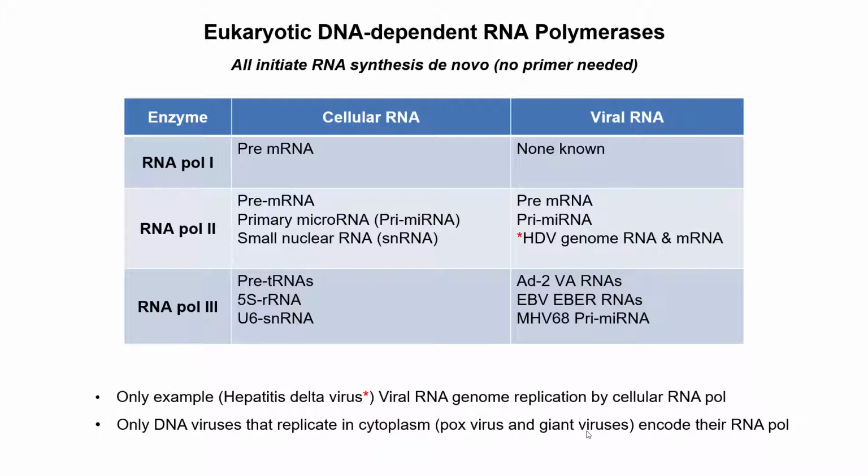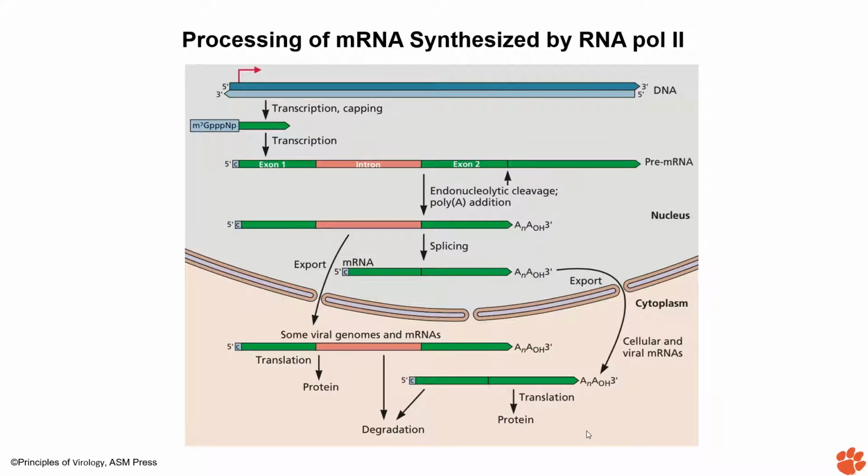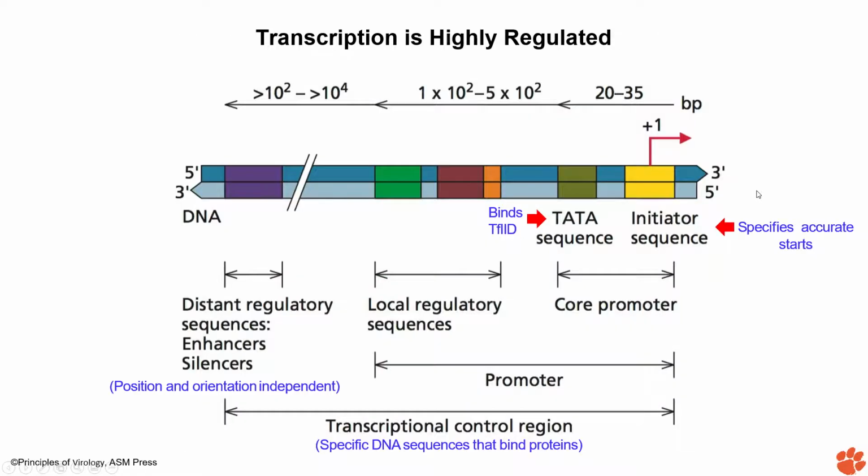No DNA virus replicates in the cytoplasm except that last line: pox and the giant viruses. The reason you know that is they code their own DNA-dependent RNA polymerases. They don't use the host polymerase. All right, so this is just an overview. We are only going to talk about transcription in the first part. The rest, which is capping, splicing, and export, are post-transcriptional modifications. We're going to talk about those as the second part of this. So that's basically what it is.